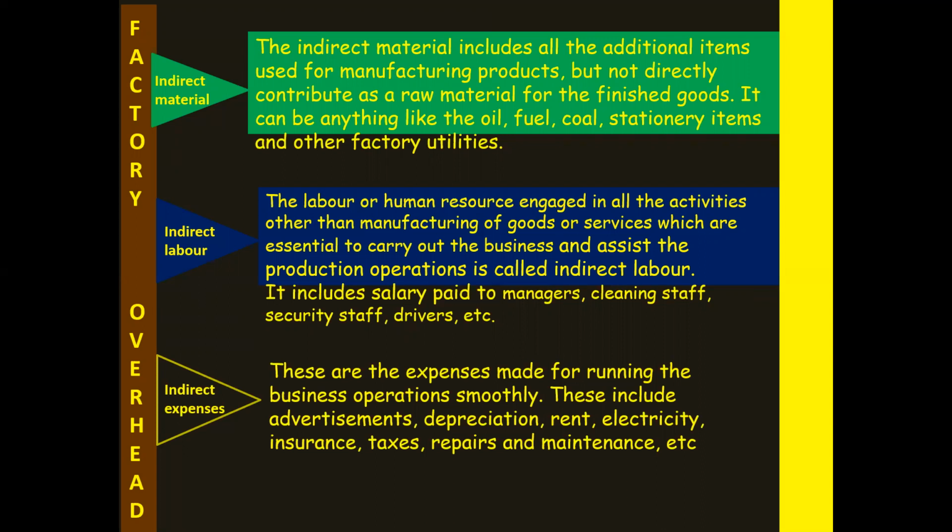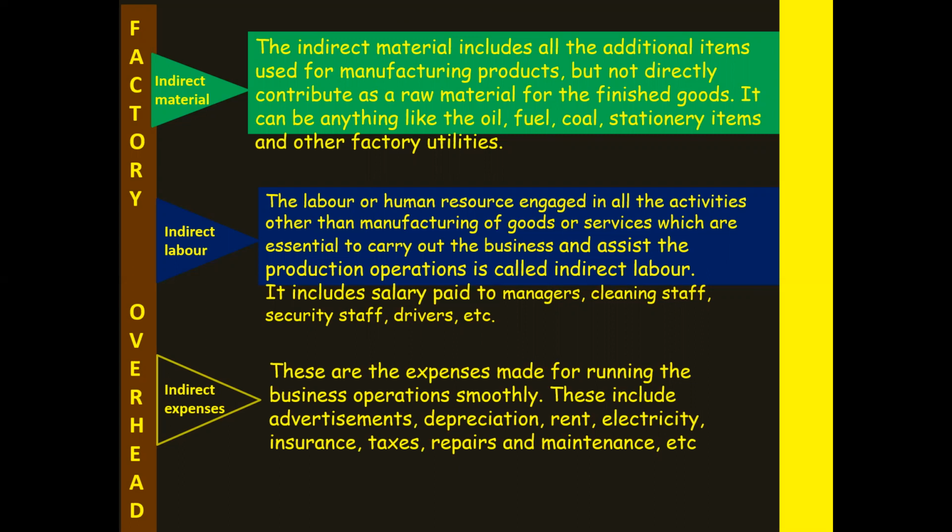So, indirect material includes all that material that is used for the manufacturing of the product, but indirectly. That is, these are coal, fuel, oil, etc. They are not directly used for the manufacturing, but they help in manufacturing of the product. Without them, even the manufacturing process can't be started. The second one was indirect labor. It includes all that labor that doesn't help in manufacturing the product directly, but they help indirectly, like they are very essential for other activities, like cleaning staff, security staff, drivers.